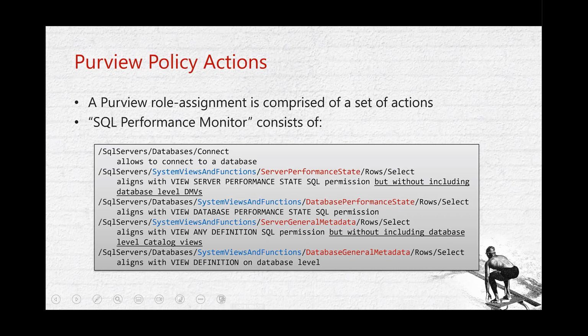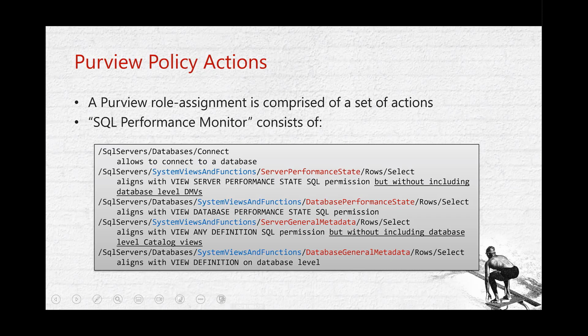This is the string that's part of a policy. In fact, there is a part in front that I omitted here that defines the actual resource provider, including your subscription. But the main thing that we came up with is this part of the action string. So a connect action is not just itself the connect, it includes this path of where it applies to, so database connect. The other action that the performance monitor has is SQL server/system views and functions/server performance state/rows/select. So the interesting parts here are the blue and red parts.